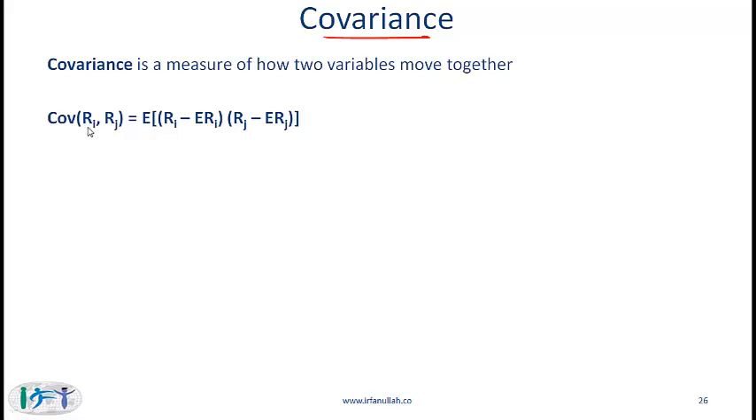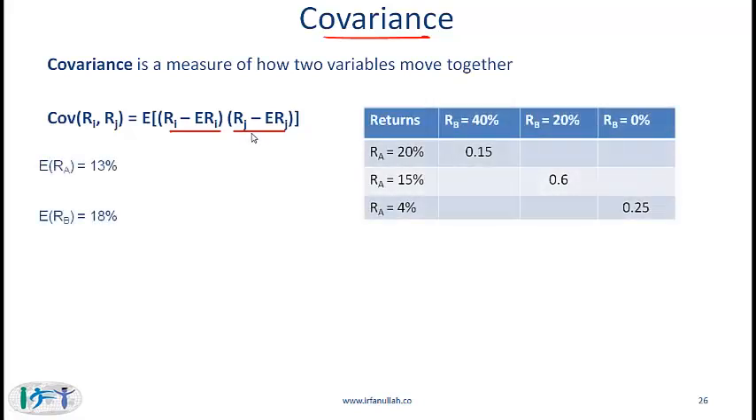So the covariance between I and J is the expected value of this product. The first item here is the return of stock I under a given scenario minus the expected return of I, and then we multiply it by the return on J minus the expected return on J. We do this for different scenarios and then come up with the probability weighted average of the different products. Now that might have been hard to understand, but let us go through an example.